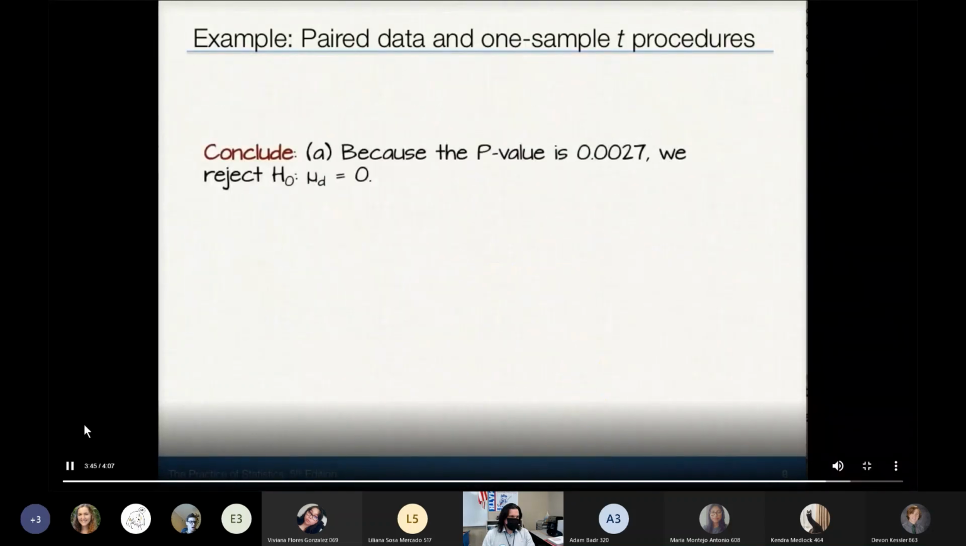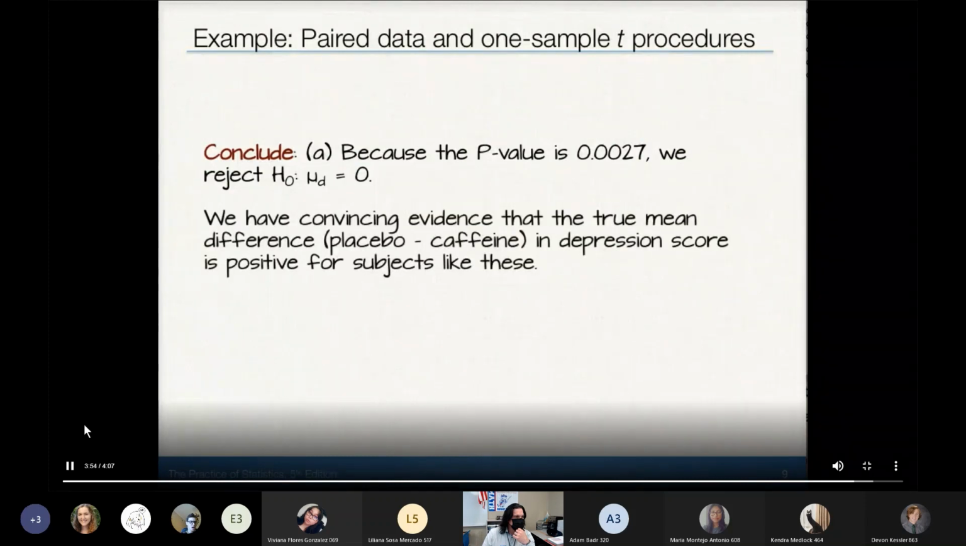Now, because the p-value is 0.0027, and that's significantly less than 0.05, we reject our null hypothesis. We have convincing evidence that the true mean difference, placebo minus caffeine, in depression score is positive for subjects like these. Now, for some additional practice with paired data and one sample t procedures, try exercise 80.